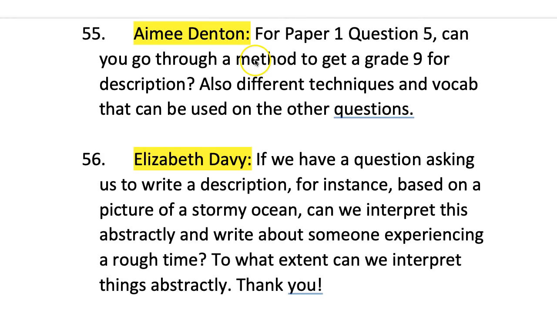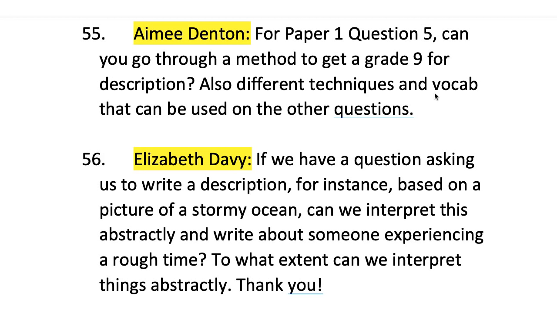Amy Denton, I've already answered the first part of the question about a method to get grade 9, but she also asks, are there different techniques and vocab that can be used on the other questions? And I would say no. Don't worry about your vocabulary. Well, I don't mean forget about your vocabulary, but don't try and memorize words which you're going to try and shoehorn into your answer. If you're going to memorize anything, make it sentences or paragraphs.